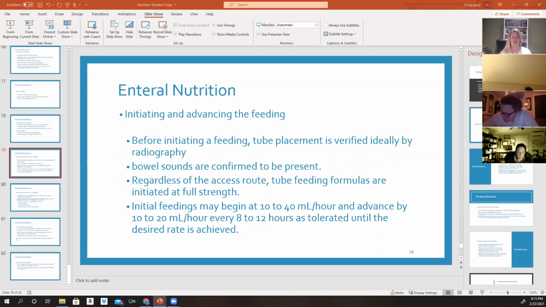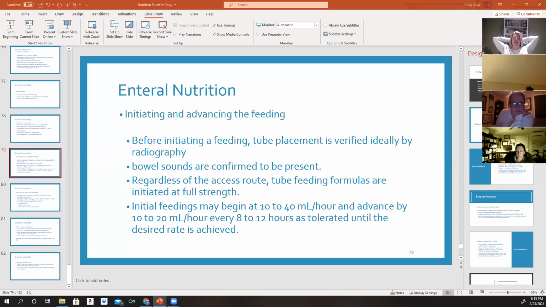Regardless of the access route, tube feeding formulas are initiated at full strength. They're usually not diluted. Initial feedings may begin at 10 to 40 mLs. I've only ever seen it done at 10. I think one time I saw a patient start at 20, but this was a patient who had already had tube feedings in the past, and they hadn't had them for a couple months, and they were restarting. So they restarted at a little higher.